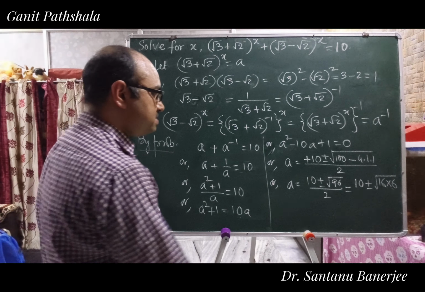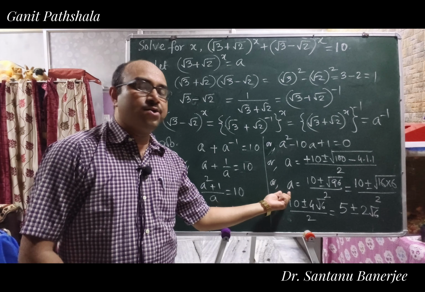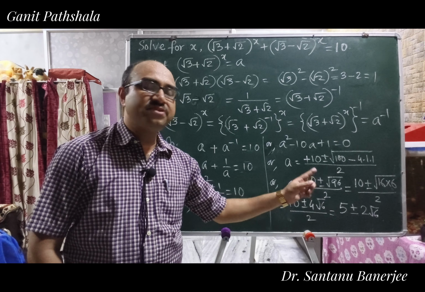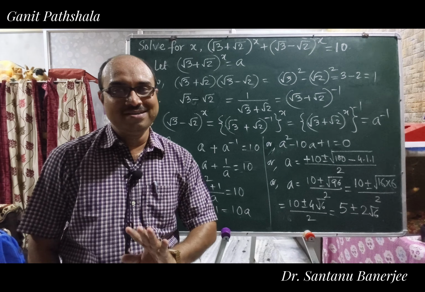Now if it is 16 into 6 divided by 2, square root of 16 is what? Square root of 16 is 4. So this one can be written as equal to 10 plus minus 4 square root of 6 by 2, which is equal to 5 plus minus 2 root 6. So the value of A, what you are getting, is 5 plus minus 2 root 6.